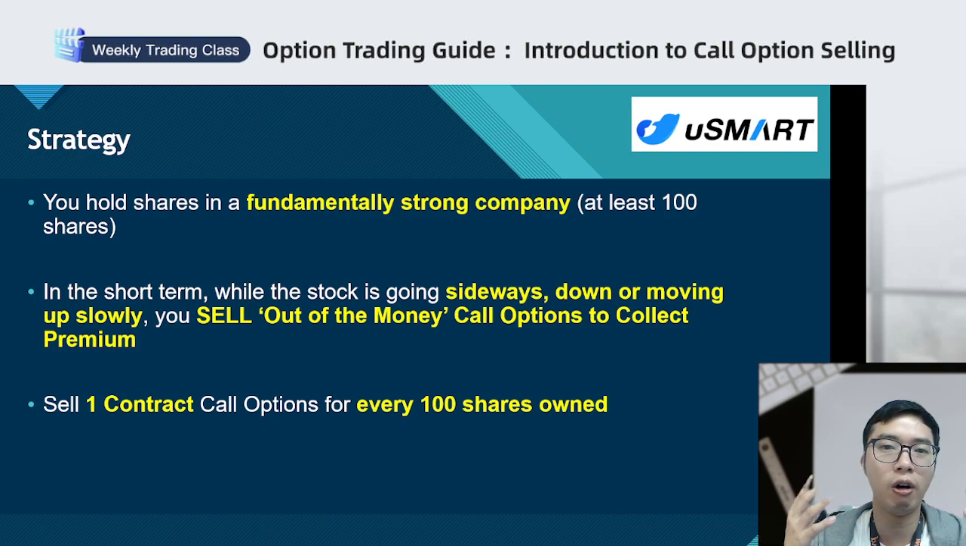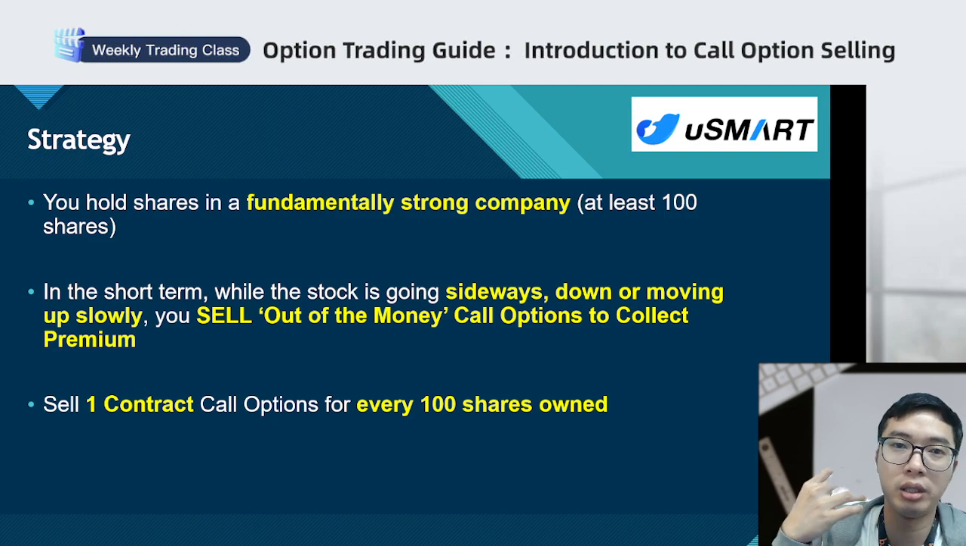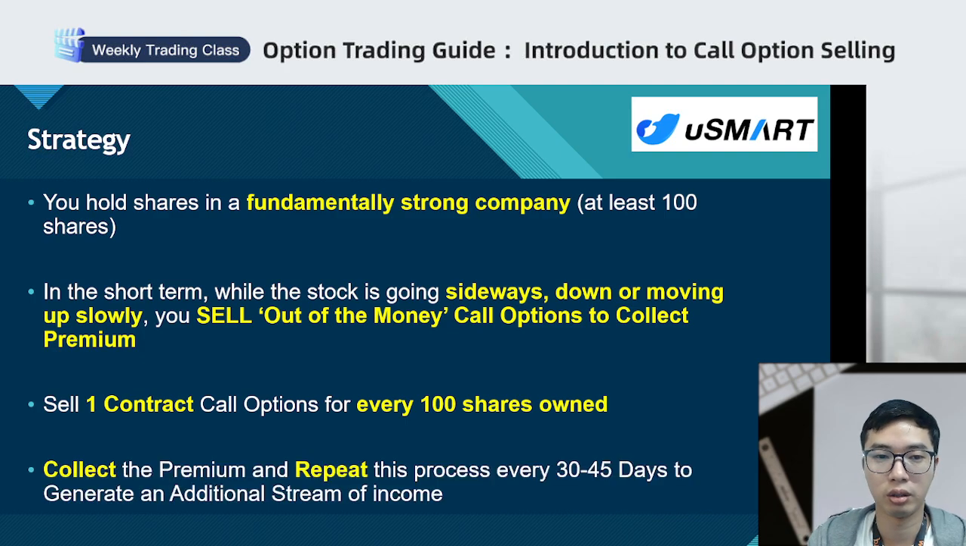So actually for selling call options, we need some capital, because we need to own 100 shares of stock first. Then only can we open one contract to sell covered calls. And then you collect the premium and repeat the process every maybe 30 to 45 days when the options expire or are near expiry, to generate an additional stream of income.